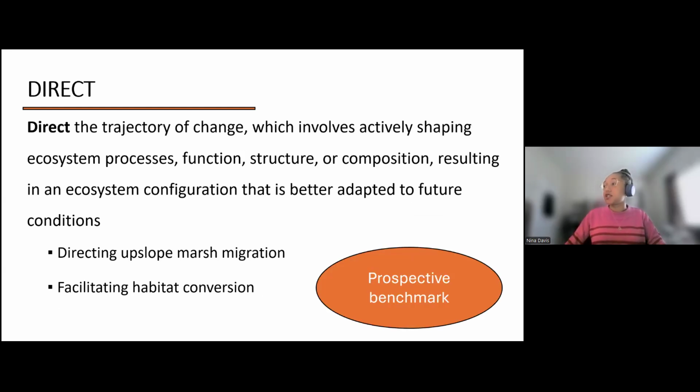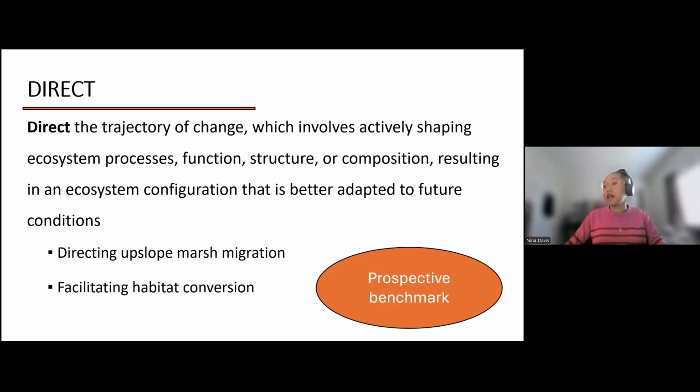Directing means guiding the system toward a desired future condition, one that may be very different from its historical state. So direct is proactive. It's not just about letting that change happen, but actively shaping what it becomes. An example could include restoring our inland wetlands to serve as new habitat as coastal marshes are lost, or creating corridors for species migration to anticipated future ranges, or designing urban green space that can handle hotter, wetter climates.